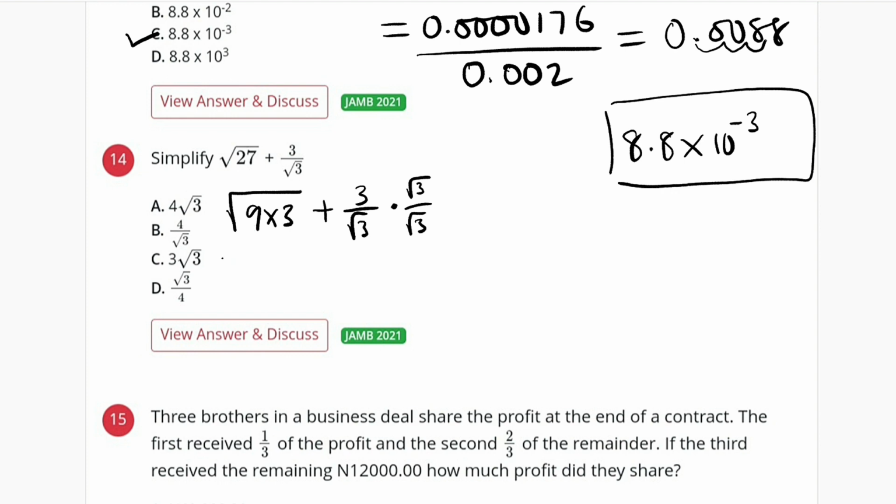Square root of 9 is 3. So we have 3 root 3 plus, we have 3 multiplied by root 3 is 3 root 3, divided by root 3 times root 3, which is root 3 squared, which is 3. So this 3 will cancel this. All we have is 3 root 3 plus root 3, which is equal to 4 root 3. And we have it as option A.